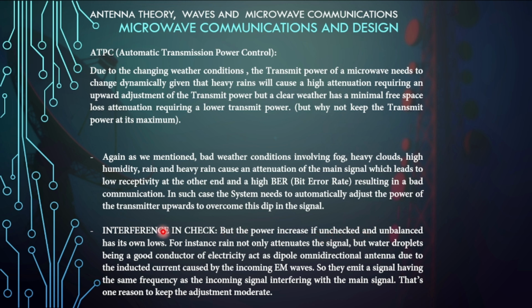If unchecked and unbalanced, it has its own lows as well. It has its own disadvantages. Why? For instance, rain not only attenuates the signal, but water droplets, being a good conductor of electricity, act as a dipole omnidirectional antenna. Due to the induced current caused by the incoming electromagnetic waves, it acts as an antenna, transmitting the same frequency in all directions, which interferes with the incoming signal. That's one reason to keep the adjustment moderate, not to increase the power of the transmission indefinitely.